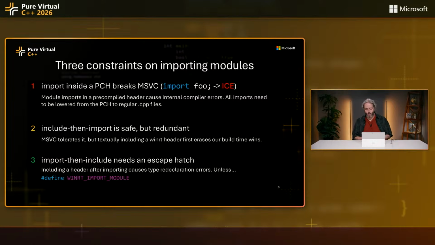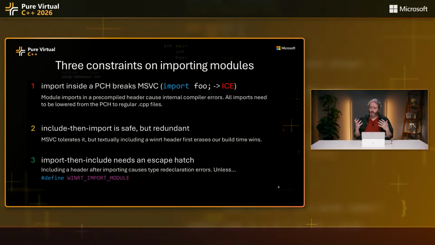We'll get to those. The second constraint: you can include a header and then import the stuff from that. It is redundant though, because you're going to pay the cost of parsing the header, and then you're also going to pay the cost of building that module up front.